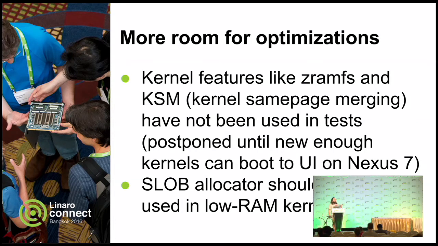Another kernel feature that we can start testing now that we have the updated Nexus 7 kernel is KSM, kernel same-page merging. That's essentially a feature in the kernel that scans the different memory pages and sees when several pages are the same, and then it just replaces them with references to the same one. The kernel also comes with different memory allocators: SLOB, SLUB, SLAB. Probably the SLOB allocator should be used for low RAM kernels, but that is another place where we trade memory efficiency for performance.